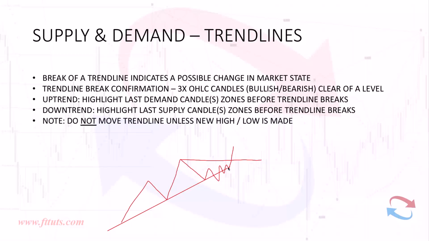So this trend line cannot be moved, or removed, unless we either get a 3 candle close to the downside, right? Open, high, low, close, or prices actually make a new high. And if prices do make a new high, then what we need to do is draw a new trend line. That would be the potential trend line, so we would have a trend line from here to here.